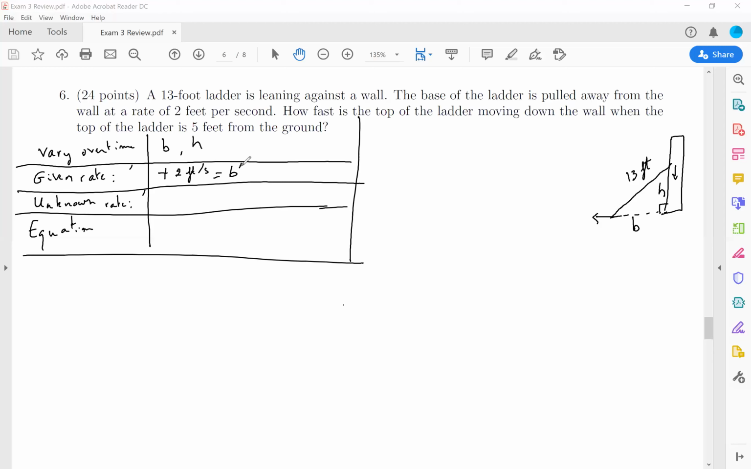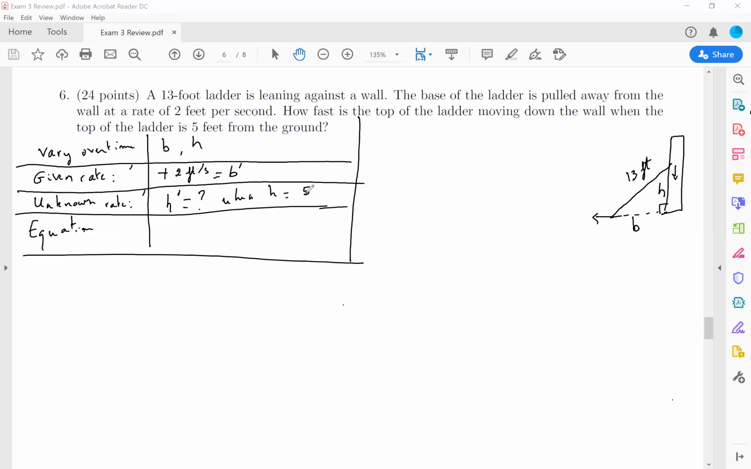Now, what do we want? How fast? That's the question, that's the unknown part, the top of the ladder. So the top of the ladder is the height of the ladder on the wall. So that's the H here. How fast is how fast something is changing, so that's going to be H prime here. And we want to find H prime, but not at all times. It's like we would take a snapshot and we want to know what's going on 5 feet from the ground. So that means when the top of the ladder is 5 feet from the ground, H is 5, that's the height of the ladder.